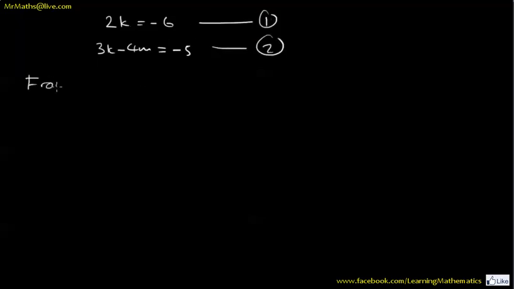Okay, 2K is equal to minus 6, and the equation is 3K minus 4M equal to minus 5. This is equation 1, this is equation 2. From equation 1, this is what we call the multiplicative equation.